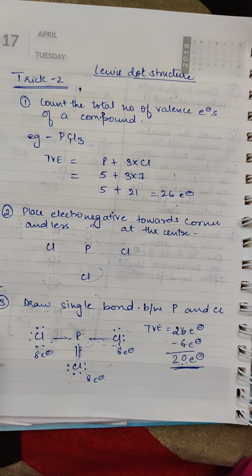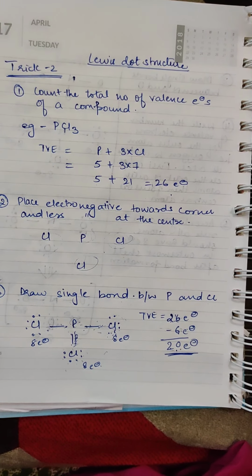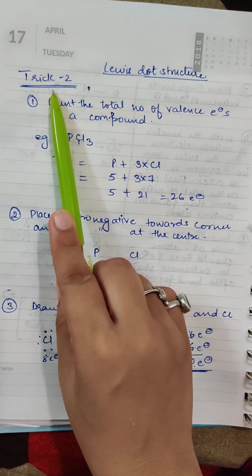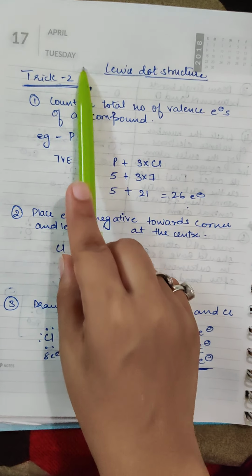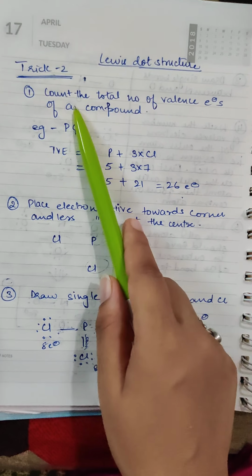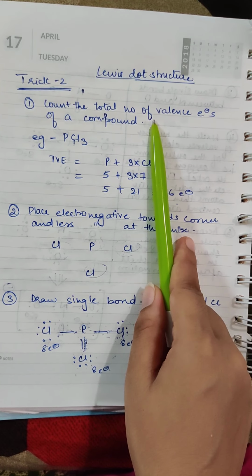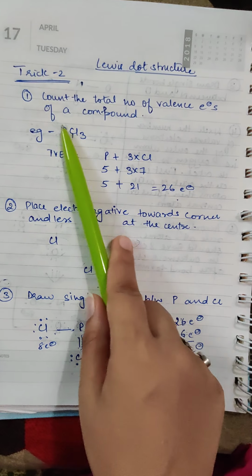Today we are going to study the Lewis dot structure with the help of the second trick. In my previous video I told you the first trick. Now this is the second trick to draw the Lewis dot structure. First of all, the same step: we will calculate the total number of valence electrons of a given compound.